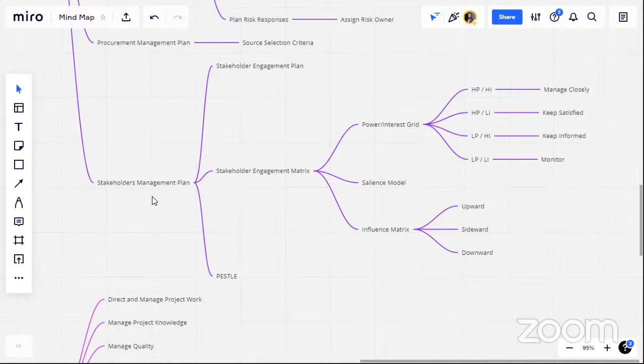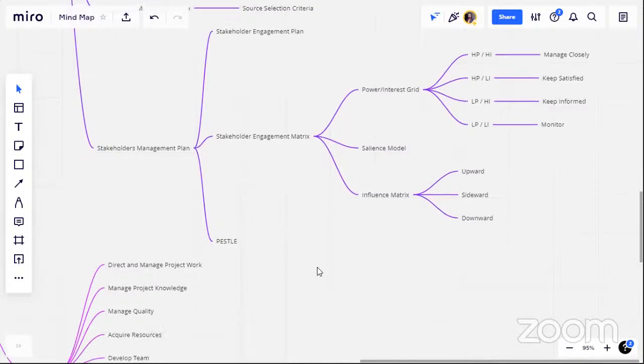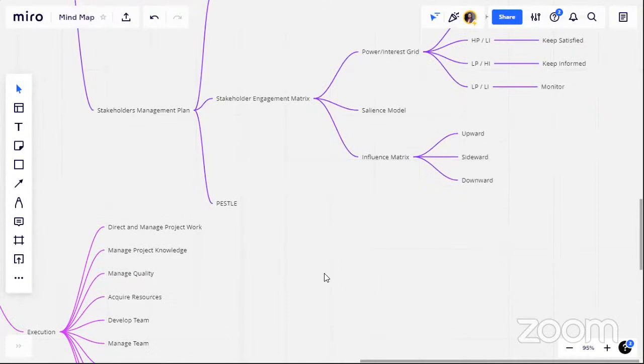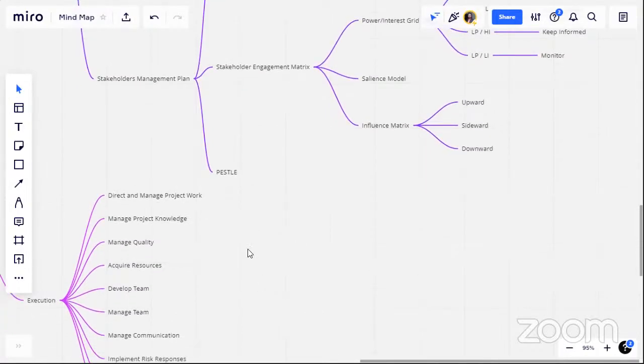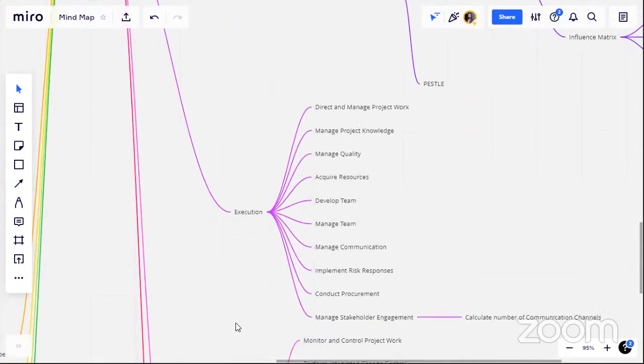power interest grid. High power, high interest would be managed closely. High power, low interest stakeholders, we will be keeping them satisfied. Then low power and high interest, we need to keep them informed. And low power, low interest, we need to keep them monitored, because their interest or power can change at any level. Then we have salience models, and then influence metrics, that show where these stakeholders lie. Basically, they are upward stakeholders, sideward stakeholders, or downward stakeholders. And we can also use PESTEL to identify stakeholders.